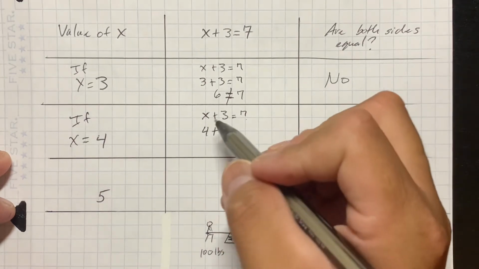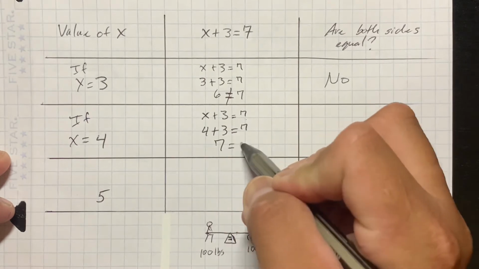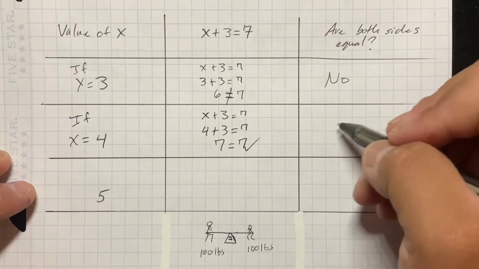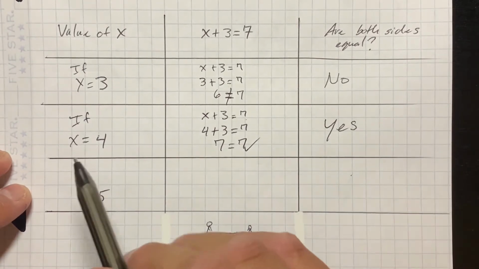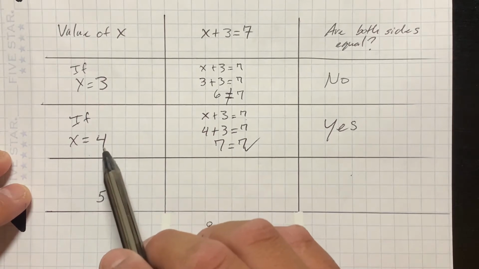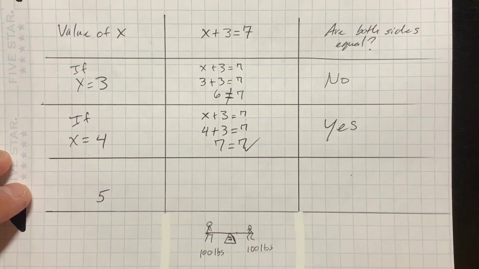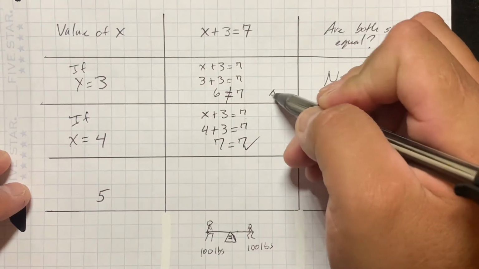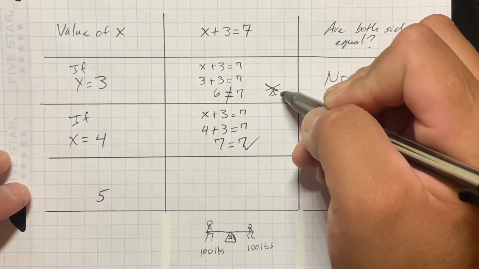okay, and then 4 plus 3 equals 7, and 7 is equivalent to 7, so it checks because that makes it true. Then are they equal on both sides? Yes, they are equal on both sides. So if x equals 4, then 4 would be the solution to make this equation true. Okay, we're perfectly balanced there. For the first one, that teeter-totter was basically oops, the other way, because 7's heavier.